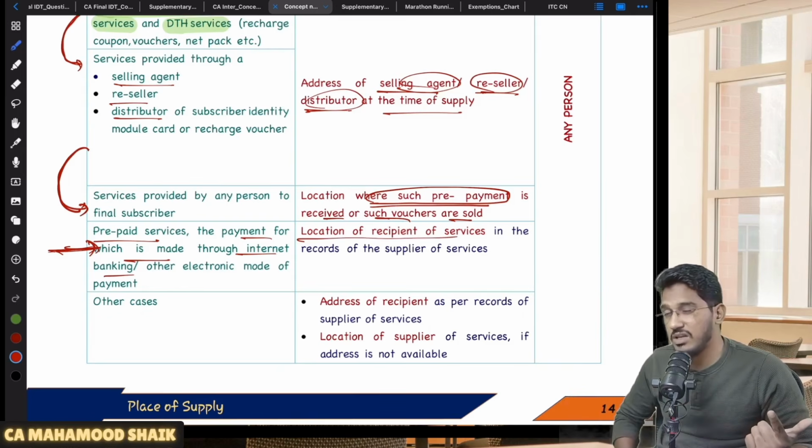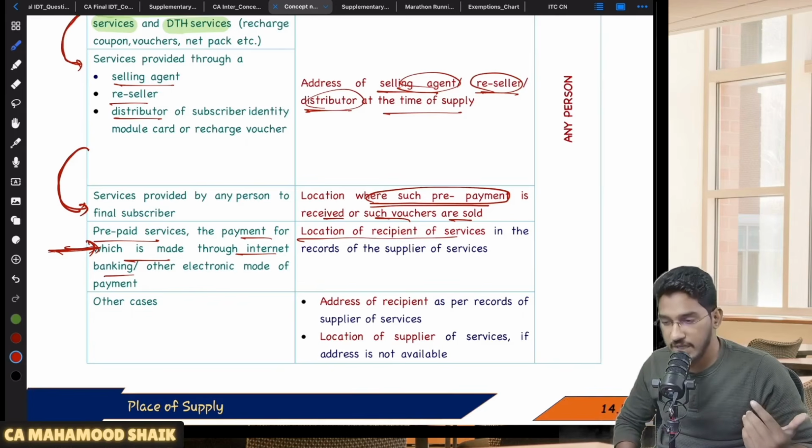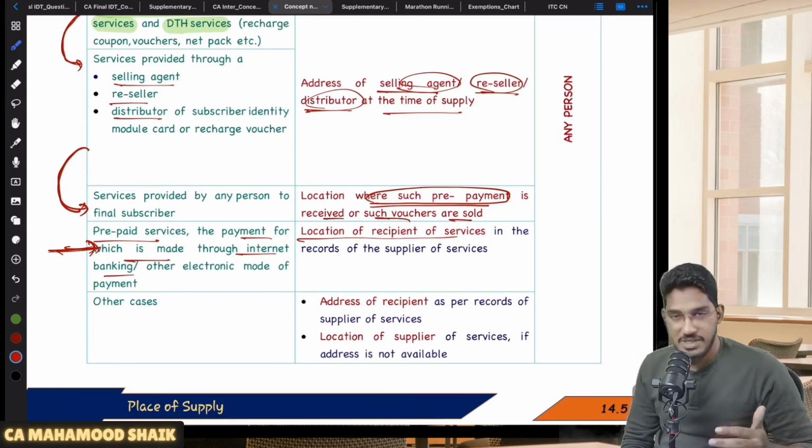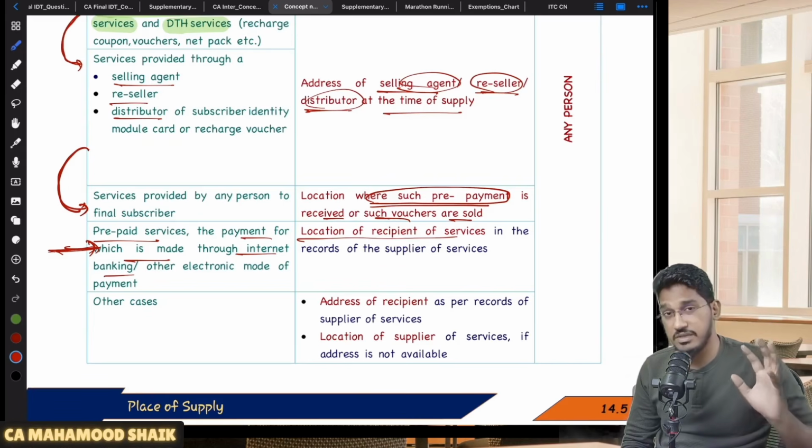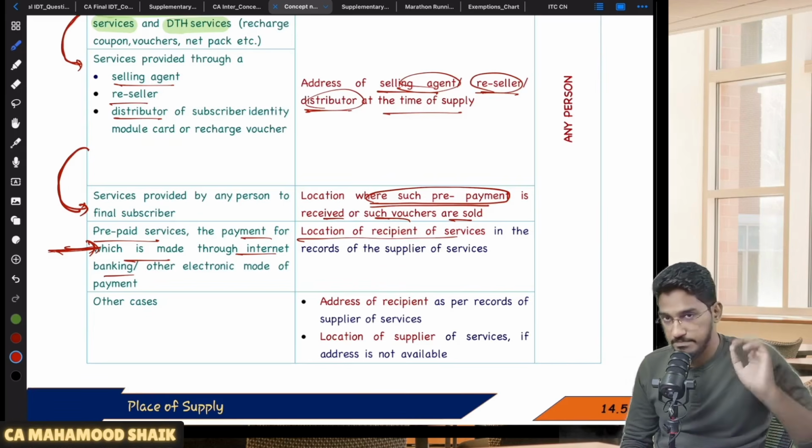Sir, what if it is not available? It will not be a case. In case of telecommunication services, there will not be a case where the recipient address is not available. Because today if you have to get your mobile connection, you have to give your Aadhaar card. So address is definitely available in the supplier's records. Since address will be definitely available, location of the recipient of services in the records of the supplier will become the place of supply.